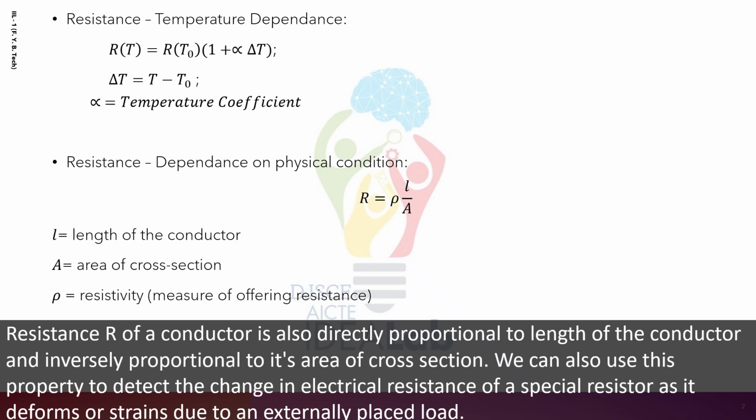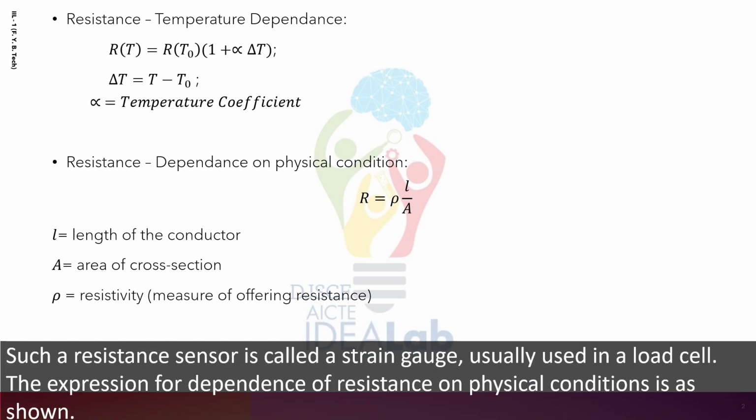Resistance R of a conductor is also directly proportional to the length of the conductor and inversely proportional to its area of cross-section. We can also use this property to detect the change in electrical resistance of a special resistor as it deforms or strains due to an externally placed load. Such a resistance sensor is called a strain gauge, usually used in a load cell. The expression for dependence of resistance on physical conditions is as shown.